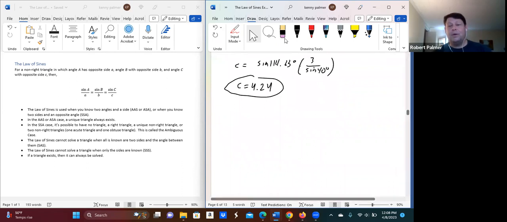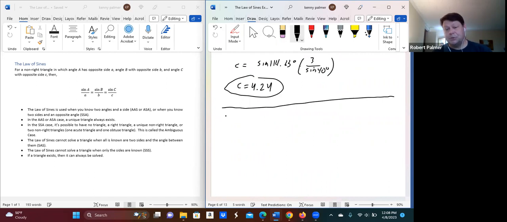So now let's do our next one. Now I want to take a look at one of the ambiguous cases, where we can actually have two solutions. Okay, let's take a look at this. So this time we have side A is equal to 6, side B is equal to 8, and angle A is equal to 35 degrees.